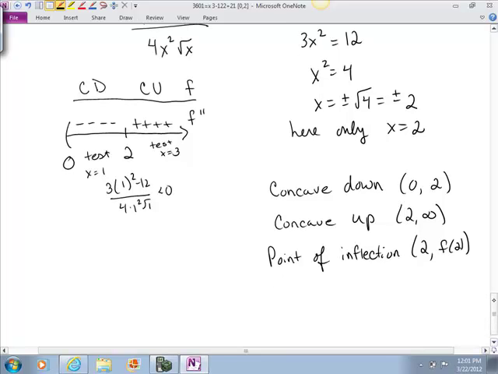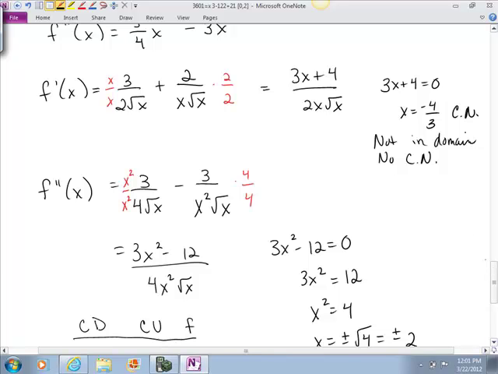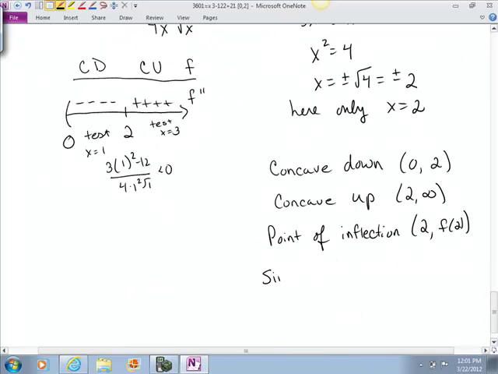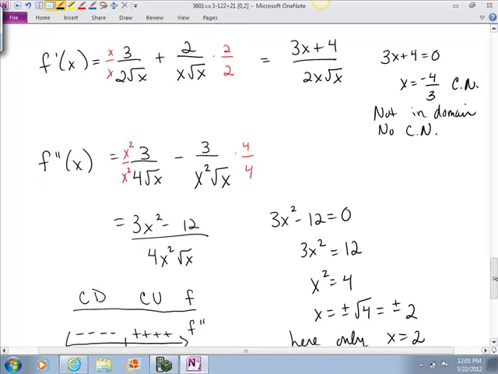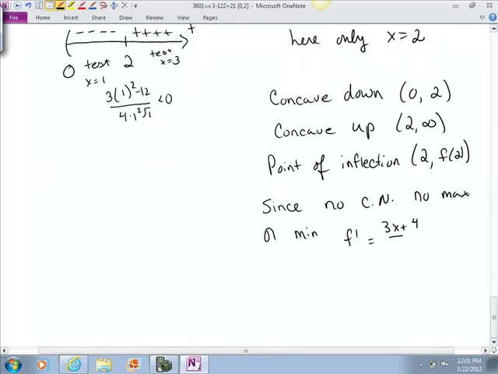So now the increasing or decreasing. Since there are no critical numbers, there's no max or min. And if you just look at f prime, we got 3x plus 4 over 2x on the square root of x. That's always positive, right? So that means that the function is always doing what? Good, increasing.